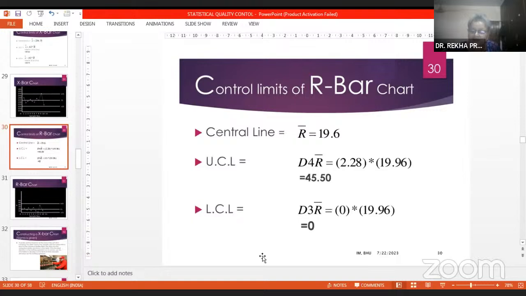अब यदि R का लेते हैं तो पहले तो R का मीन लीजिए, which came to 19.6, and upper control limit is D4 R bar and lower control limit is D3 R bar. So you just substitute the value of D4 from your control chart, and R bar का तो value मालूम ही है 19.6, so it is coming to 45.50, और lower control limit का 0 आ रहा है. तो रेंज कितना तक वैरी करना चाहिए.